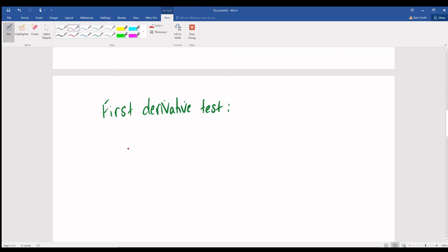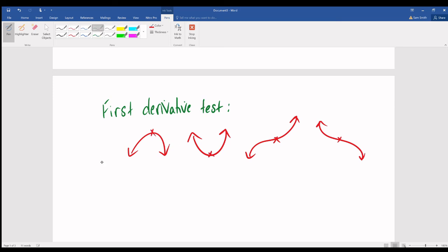Now the idea is this. We have these sort of quintessential shapes here, corresponding to local min, local max, or neither. And the idea is to look at what the first derivative is doing in the vicinity of your critical number. It could be that your first derivative is changing from positive to negative as you pass over that critical number. So the original function is going from increasing to decreasing, and your critical number corresponds to a local max.